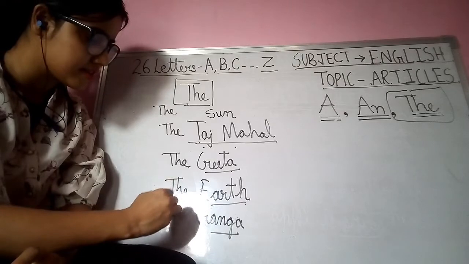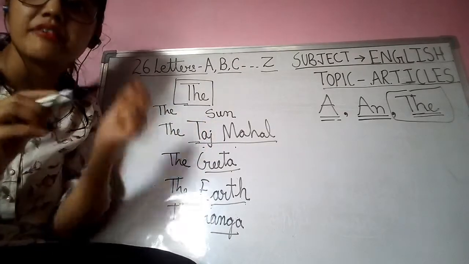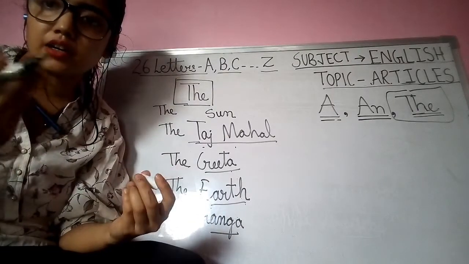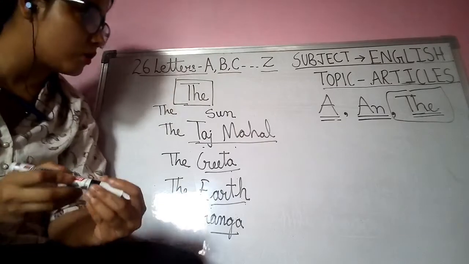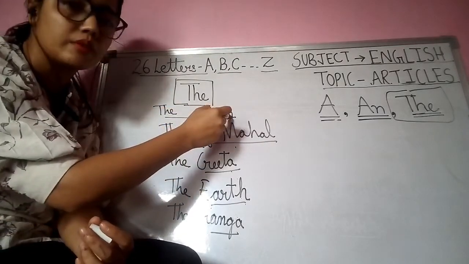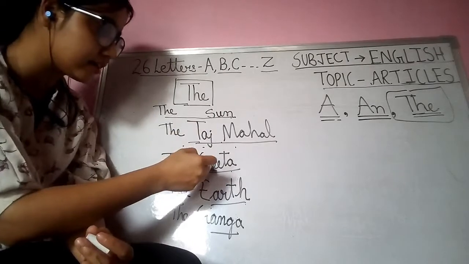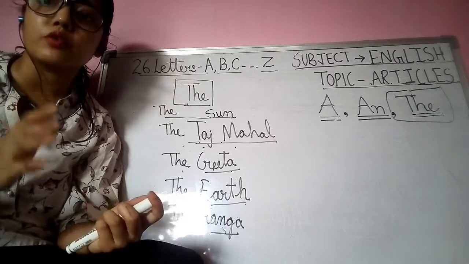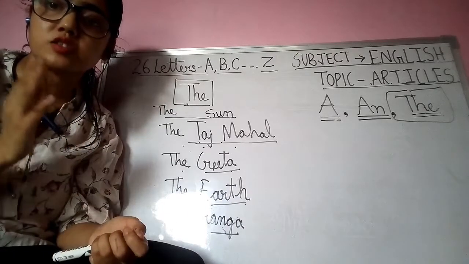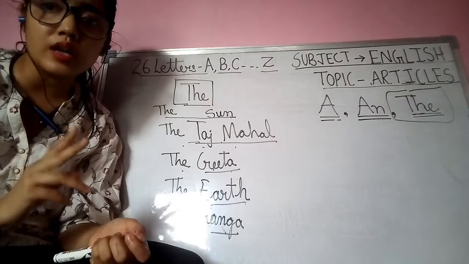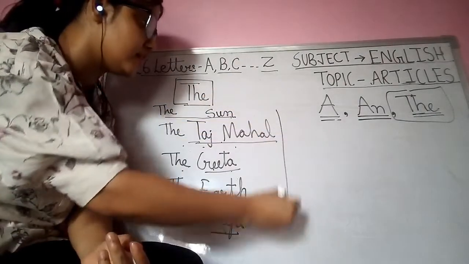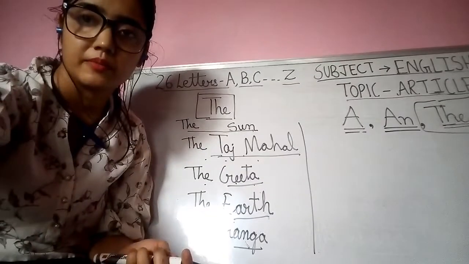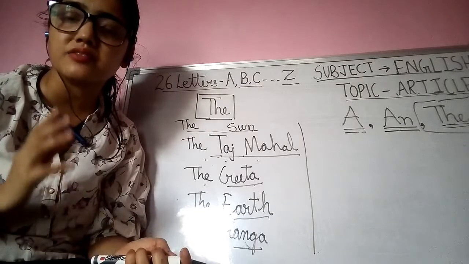One rule is this: it's never a sun, because there is only one sun. There is no plural of sun. So that's why we will use the before it: the Taj Mahal, the Gita, the Earth, the Ganga. So we use the before the name of any particular place or thing. The second rule of using the is that we use the before any word that is repeating.